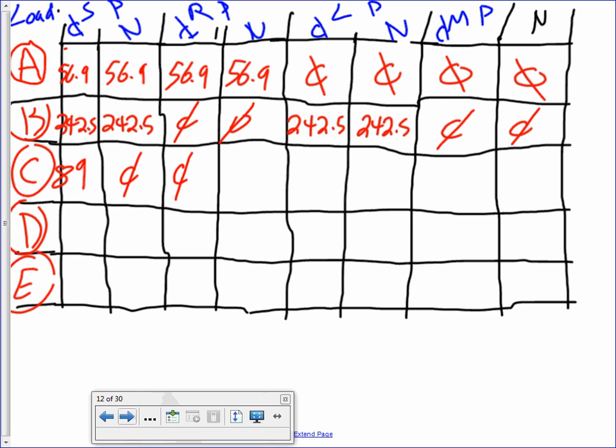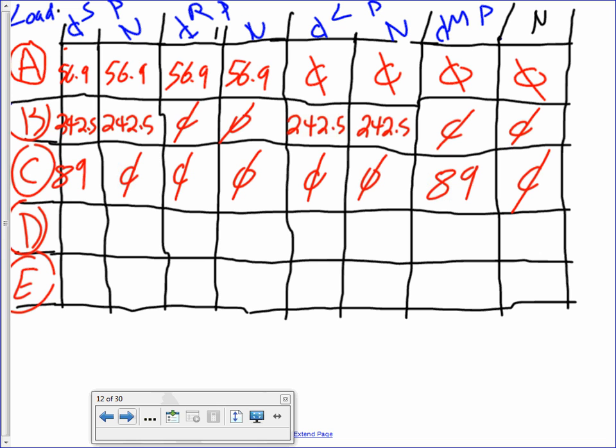On the receptacle panel, everything will be 0. On the lighting panel, everything will be 0. On the mechanical panel, because I want to feed these chillers from the mechanical panel. So what do you guys think on the mechanical panel? 89. And what do you think the neutral for the mechanical panel will be? Zero, because they're all three-phase. They will not contribute in any way, shape, or form for the neutral. C, let's go to D.